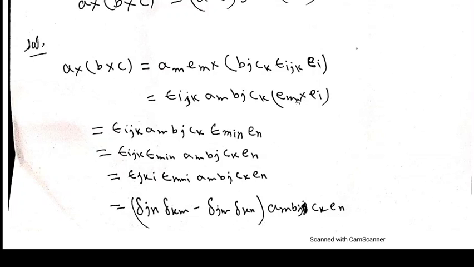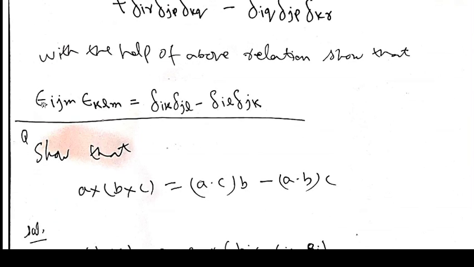Now you can use E_m cross E_i like this. You know that E_i cross E_j equals what. So here J is M and I is M and J is I, so you can write epsilon_min. Simple, no rearranging: epsilon_ijk epsilon_min A_m B_j C_k E_n. Now we are writing this as jki, min, sorry, this is nmi. Here we have jki and nmi, so this is the same as this.